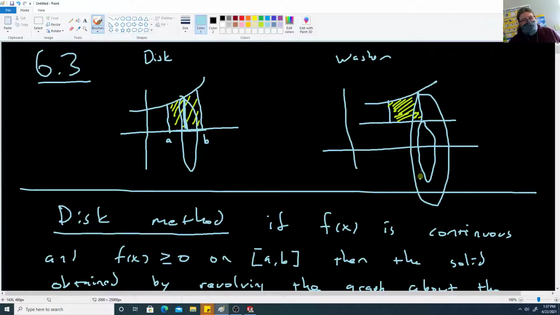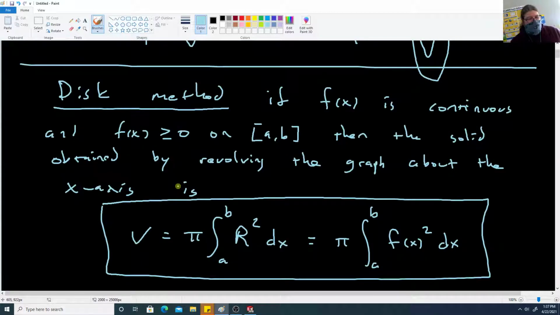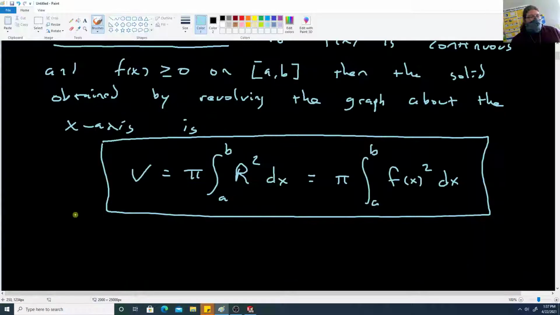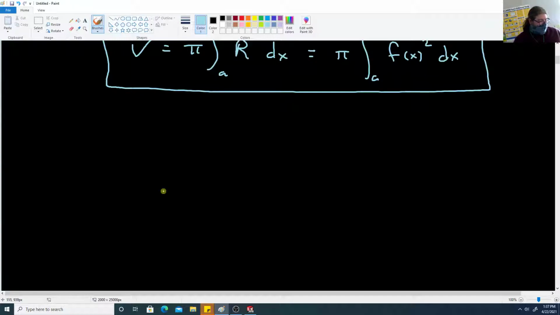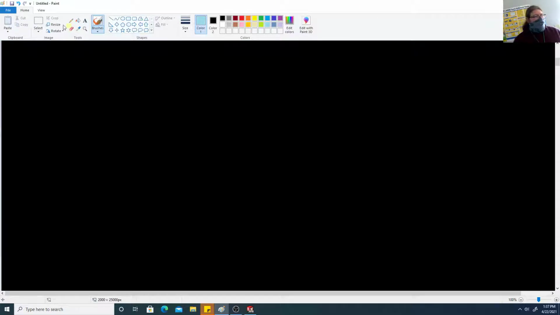So they look kind of like a ring, and they have a hole through it, because what you're revolving is above the axis of revolution. So we're going to focus on the disk method first. We'll deal with types like this, where they're sitting right on the axis we're going to revolve, and then the rest of the chapter will deal with the washer method.